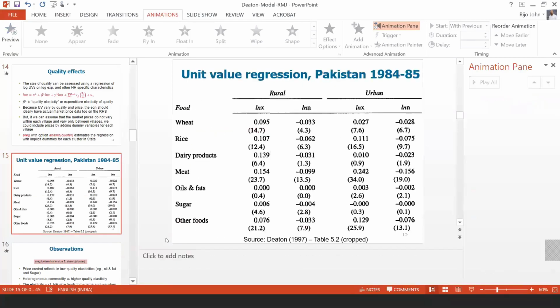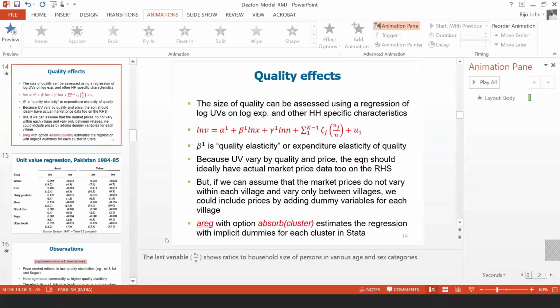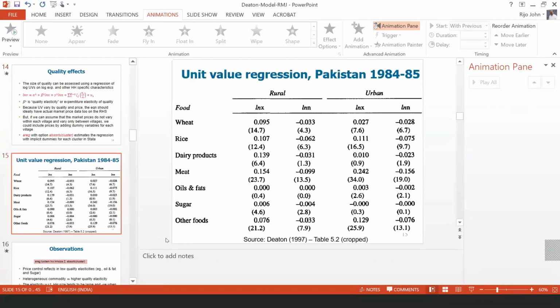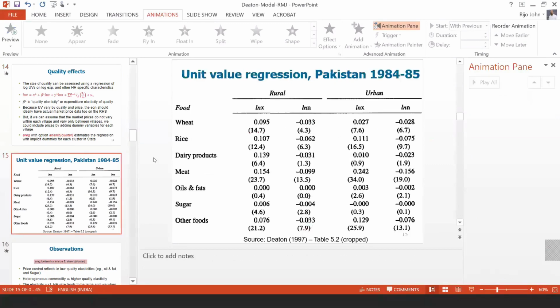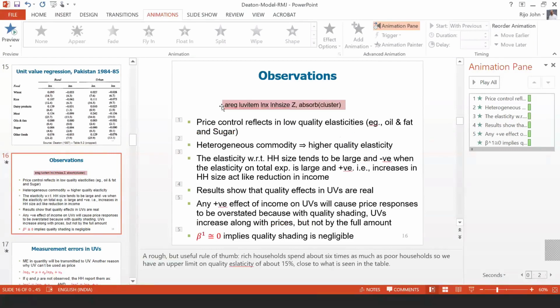It has the logarithm of expenditure, the logarithm of household size, and other household characteristics, etc. Here ln n is the household size, one of the household characteristics, and ln x is the household expenditure. As you can see here, these are basically the quality elasticity, the beta 1 from this particular regression. The Stata command for this is areg luv item ln x, ln hsize, and z. Z is basically the set of household characteristics. Use the absorb cluster option to run this command.